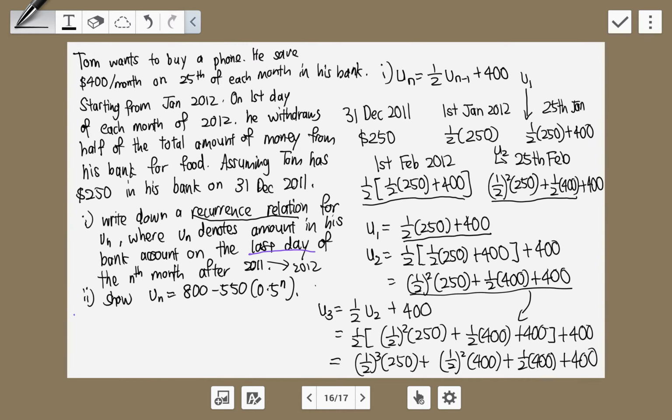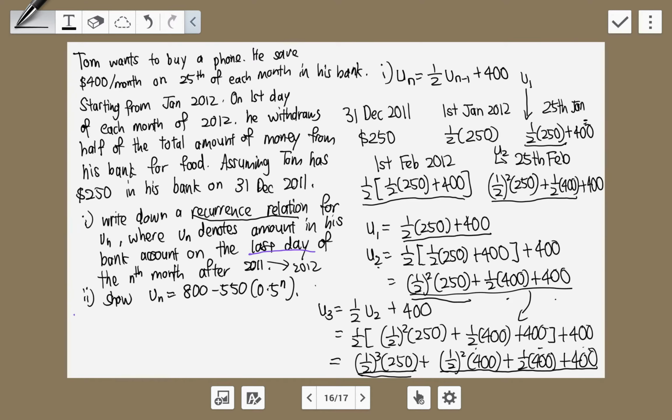Now do you see a pattern over here? This part is actually a geometric progression with first term 400 and a number of terms. When it's 3, the number of terms is 3. When it's 2, the number of terms here is 2. And when it is 1, the number of terms here is 1. I'm not talking about the half times 250 part yet. I'm only talking about the part trailing behind this term. It's a geometric progression.